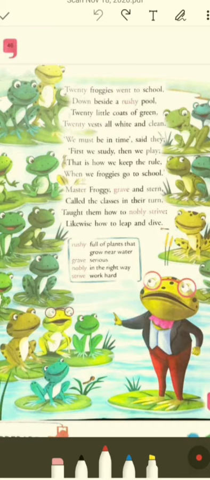20 little coats of green, 20 vests all white and clean. So what did they wear? They wore 20 coats which were green in color and 20 vests. Vest means... What does the word vest mean? Does anyone have any idea?